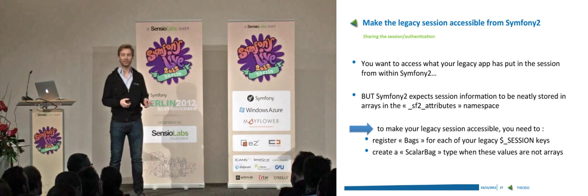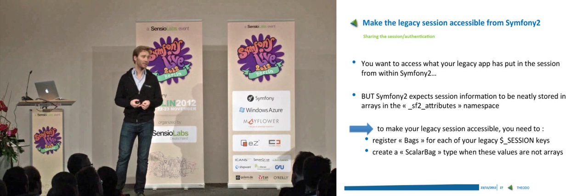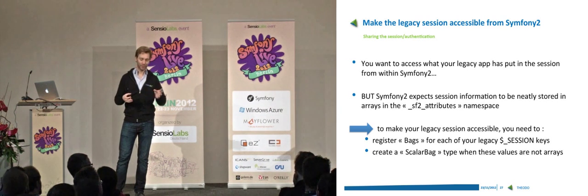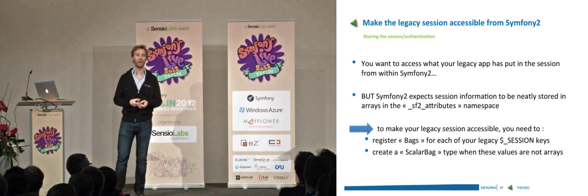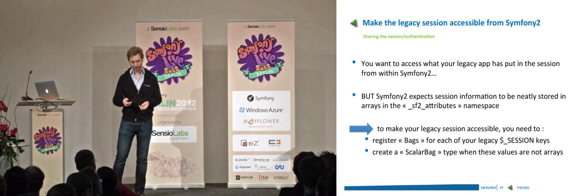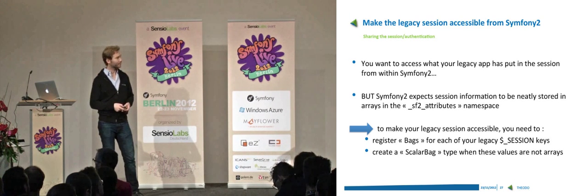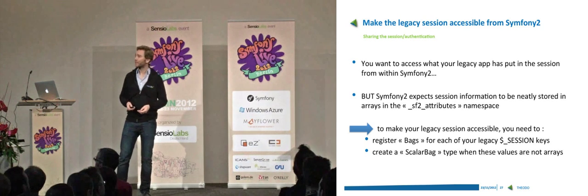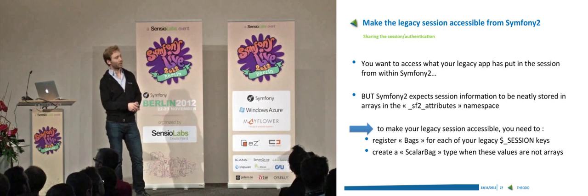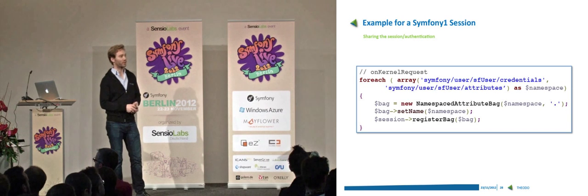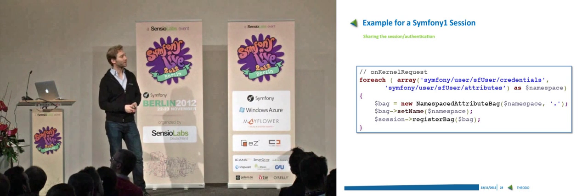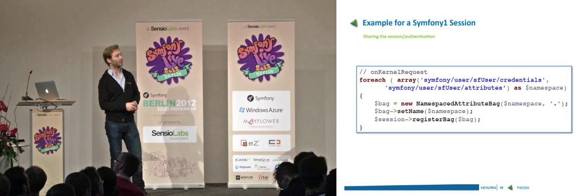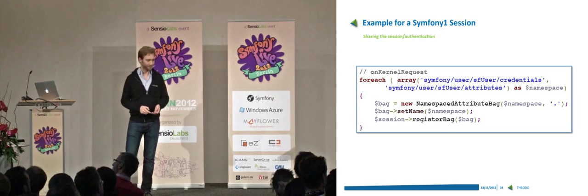Basically, you just have to register bags for each of your legacy session keys, and if some of the information you have is not an array, then you have to create a new type. We created what we call the scalar bag to solve this. So this would be an example to access the credentials and the attributes of a Symfony1 session. You just have to create namespace attribute bags and register them. Not so complicated. And you put it, I don't know, on the kernel request event.